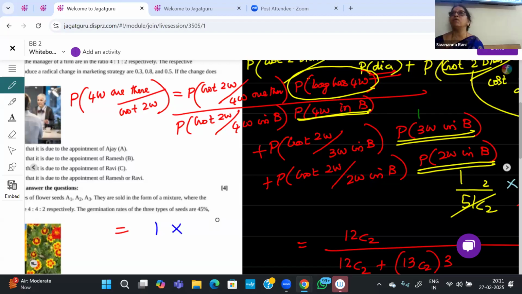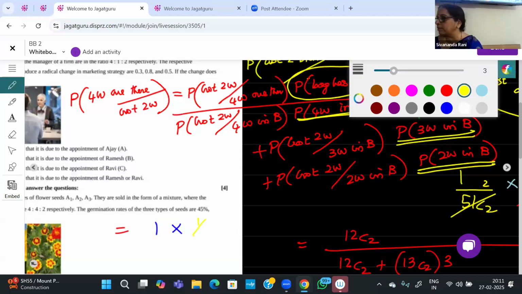The bag has 4 whites or 3 whites or 2 whites. Only 3 possibilities. No, 3 distinct cases arise. What is the probability for these to happen? 1 by 3. 1 by 3. Simple. Yeah, it's 1 by 3.